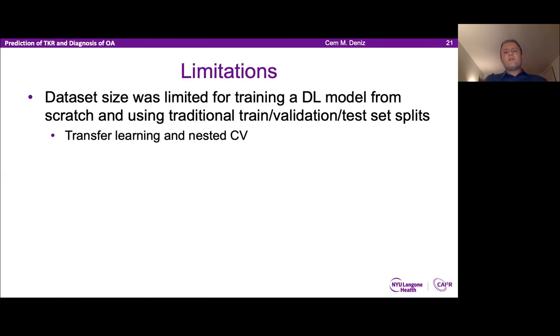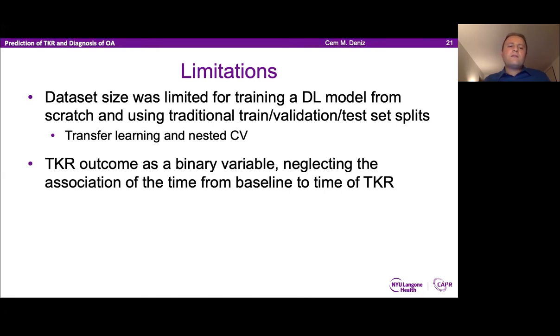In terms of limitations for our study, the dataset size was limited for training a deep learning model from scratch, even though a deep learning model from scratch provided better area under the curve compared to the semi-quantitative readings. And the dataset size was also limited for using traditional train, validation, test set splits. Because of those reasons, we used transfer learning and nested cross-validation. We defined total knee replacement as a binary variable, and this neglects the time from the baseline to the time of total knee replacement. So this can also be studied, but the dataset size could also be impactful for the accuracy of those models.